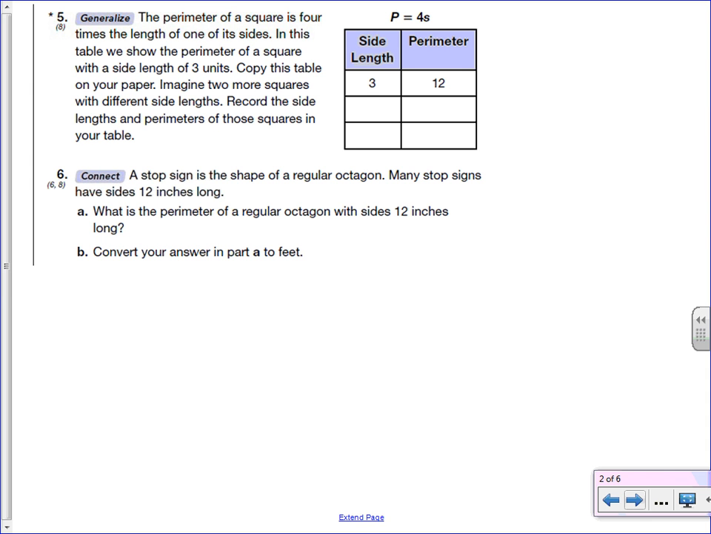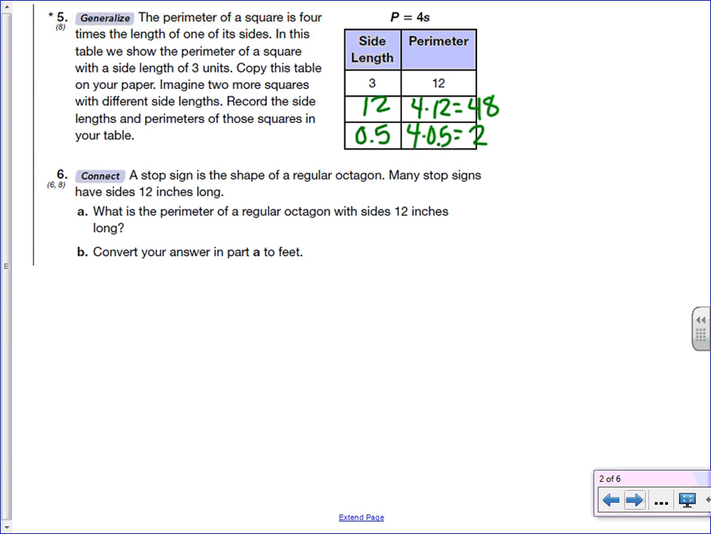So let's say the side length is 12, and another side length is 0.5. So according to this, you take 4 times the side length, so 4 times 12, and the perimeter of that one would be 48. 4 times the side length in this one, 4 times a half, half of 4 is 2. So the perimeter of that one would be 2. So on this one, I want you to make up your own numbers. It's not entirely difficult, and fill them in with something other than 12 and 0.5.